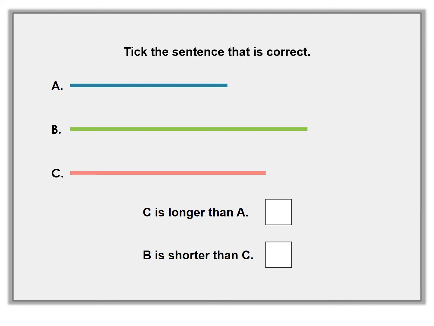Right, okay. The answer is C is longer than A, because as you can see, B is not shorter because it's the longest piece of string on the picture.